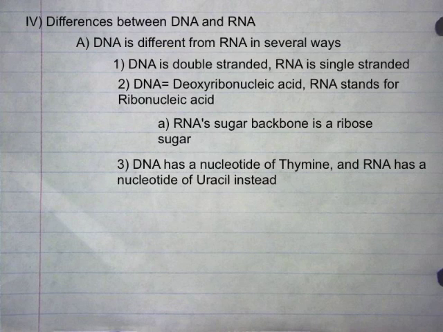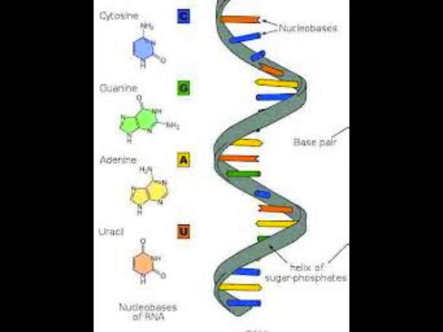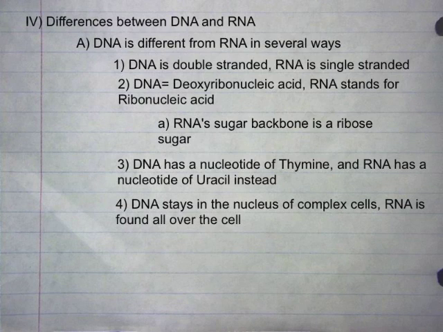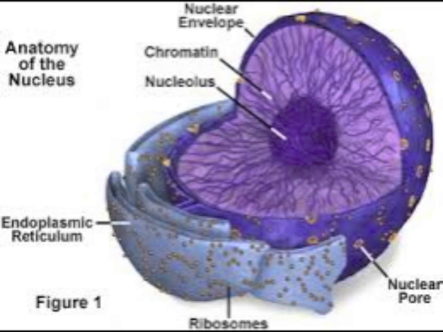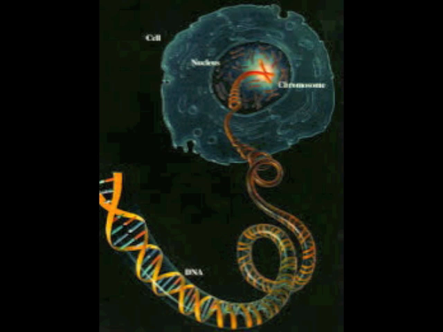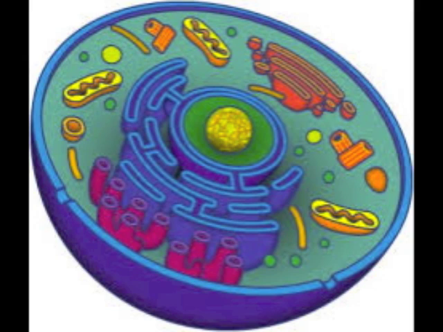DNA has a nucleotide of thymine, and RNA has a nucleotide of uracil instead. As we've seen before, RNA has a U. It's similar to thymine, it just has a slightly different structure. DNA stays in the nucleus of complex cells. RNA is found all over the cell. In complex cells, because they're very large, it pays to have the DNA in a site location. This is the nucleus. However, because information needs to be spread to other parts of the cell, RNA is used to transmit that information.